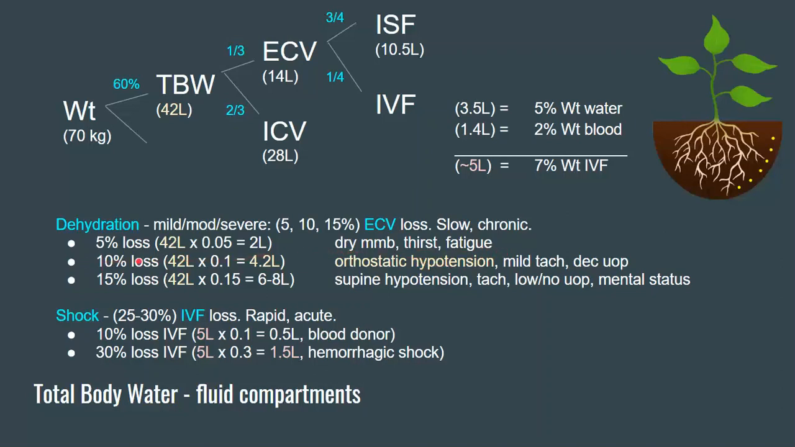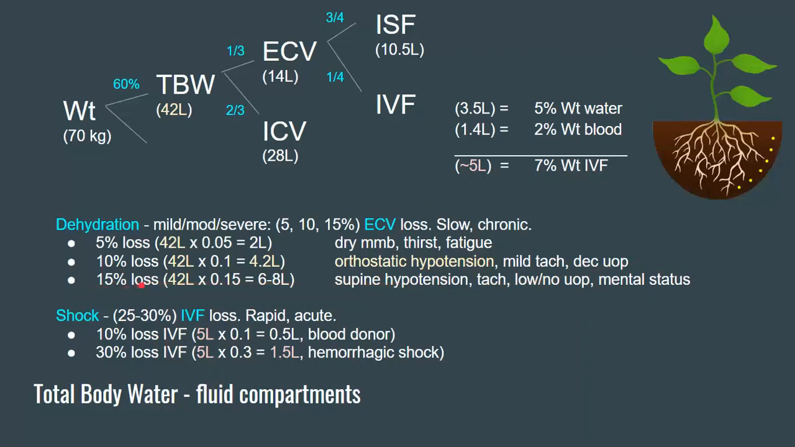You're just mildly a little bit dehydrated, but you're getting over it. 10% dehydration would be 10% of 42 liters. That would be 0.1 times 42. That's 4.2 liters deficit, okay? So 4.2 liters of dehydration corresponds to orthostatic hypotension. That's one of the dependable physical findings that you can see on exam. Orthostatic hypotension corresponds to 10% dehydration, mild tachycardia, or decreased urine output.